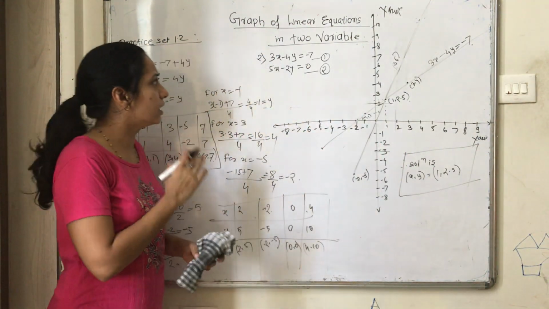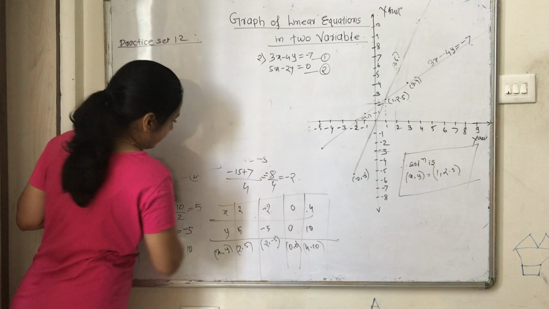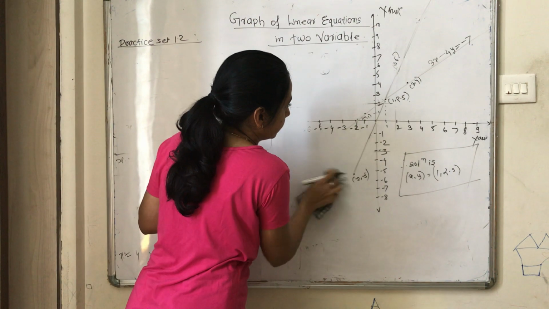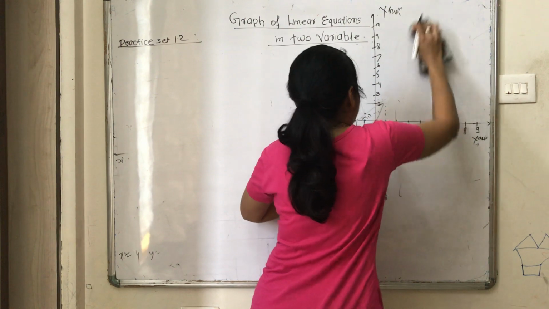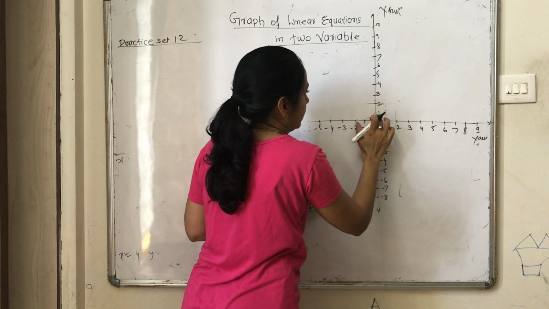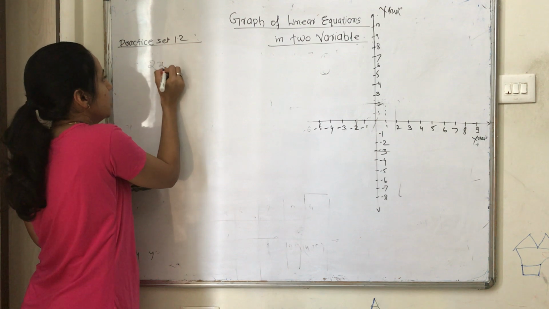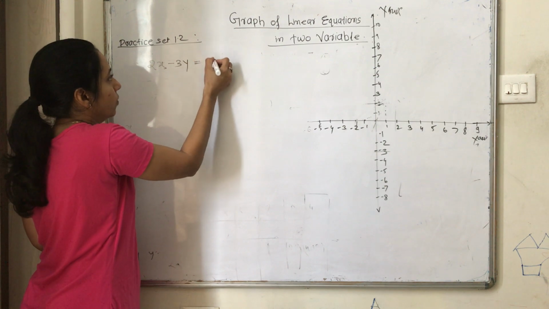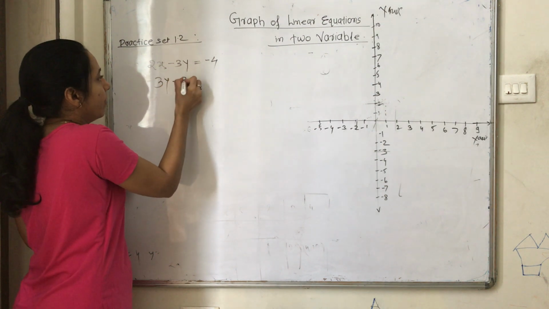I am taking the difficult problem from this exercise. So the next problem is 2x minus 3y. This is the last problem from this exercise. 2x minus 3y is equal to minus 4, and it is 3y minus x.